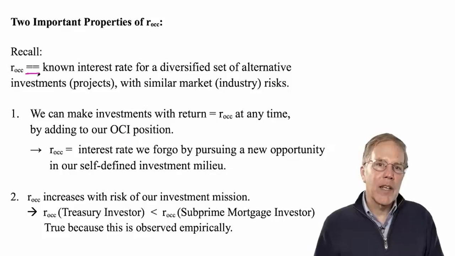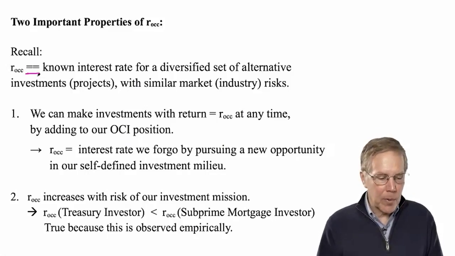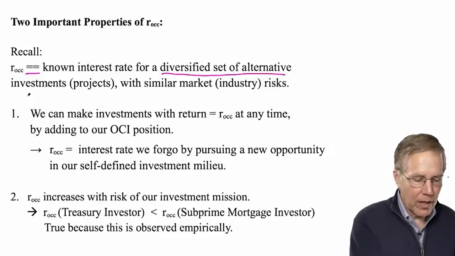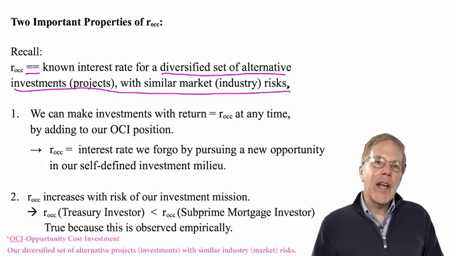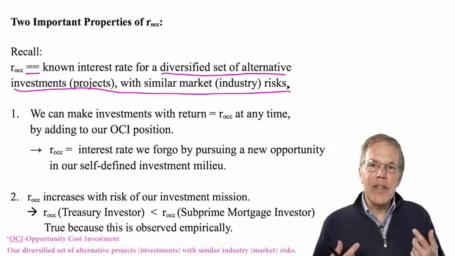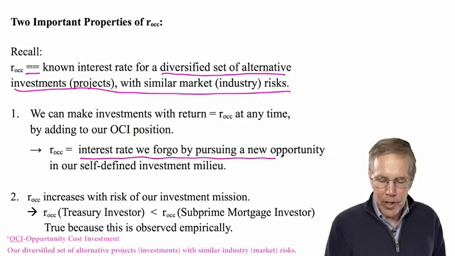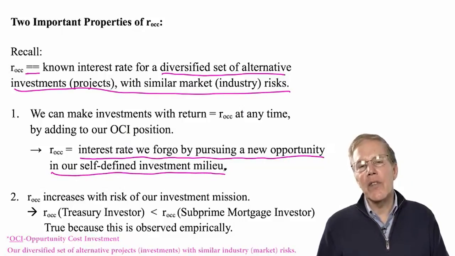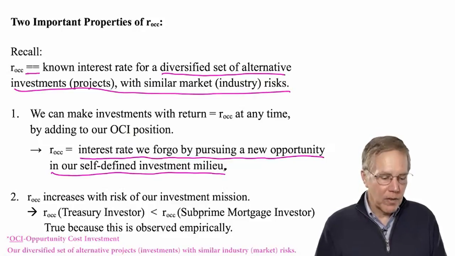So with that definition in our pocket, two things become fairly obvious if you think about them. First, we can make investments with a return of our opportunity cost of capital at any time by adding to this position, this diversified set of alternative investments with similar industry risks. So that implies that the opportunity cost of capital is the rate of return, the interest rate or discount rate, we'd forego by pursuing a new opportunity in our investment milieu. In this case, our investment milieu is developing multifamily rental properties and selling them.